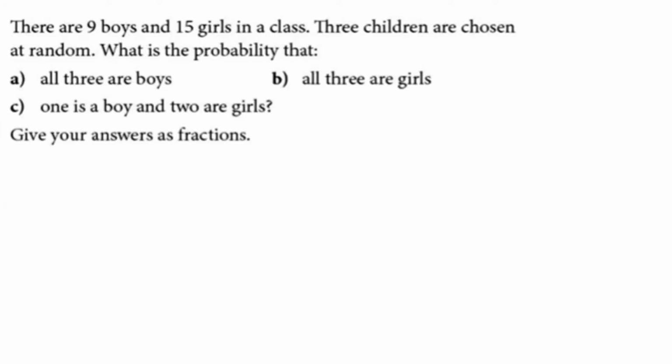Now there are 9 boys and 15 girls in a class. 3 children are chosen at random. What is the probability that all 3 are boys? All 3 are boys means that all the students that you are going to select or choose should be boys, so you will use the combination. Now as I said, the boys should be chosen from the boys. So out of 9 boys you have to select the 3 boys.